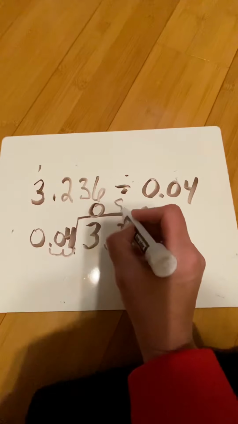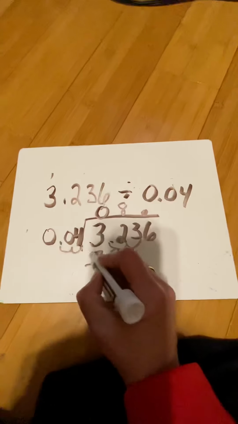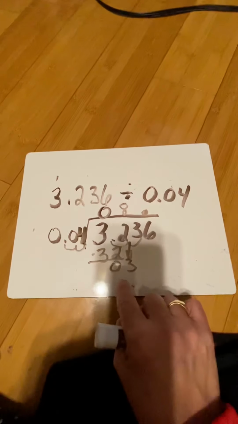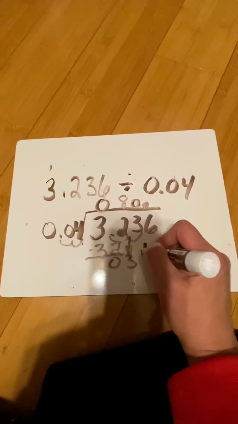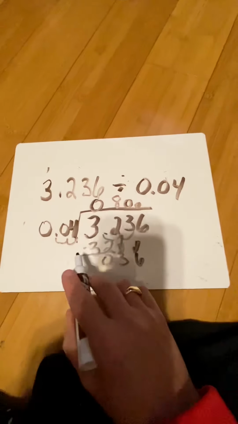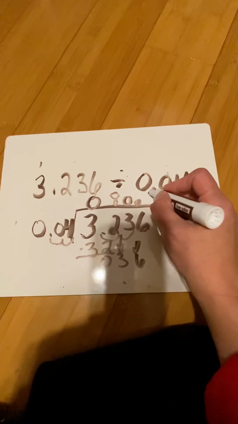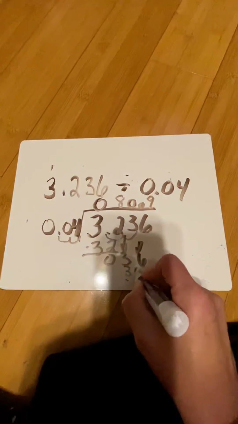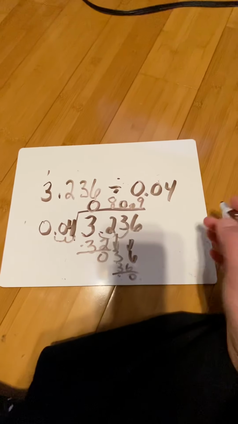It goes 8 times. 8 times 4 is 32. And subtract. Bring down the 3. Can 4 go into 3? It does not go into 3. Now bring the 6 down. Can 4 divide into 36? It goes 9 times. 9 times 4 is 36. So then your answer would be 80 and 9/10.